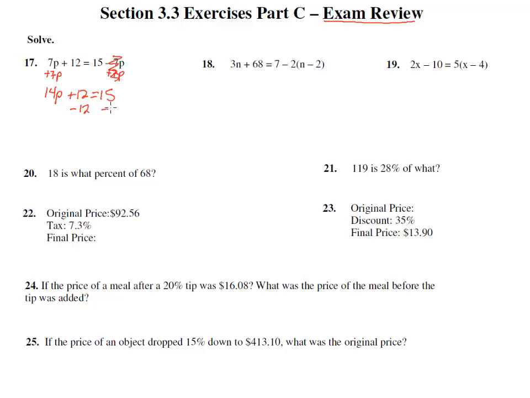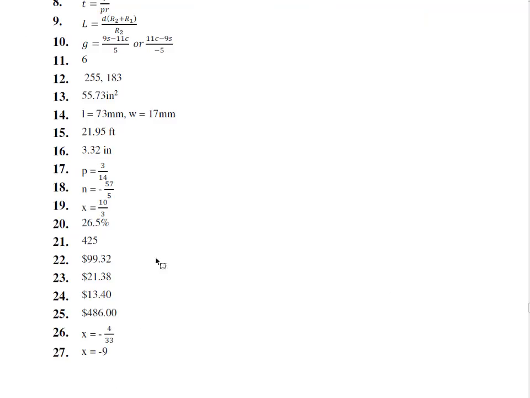Minus 12 minus 12. We get 14p equals 3. And we need to undo that timesing by 14 with a divided by 14. Divide by 14 and we're left with p equals 3/14. Let's check our answer to make sure we're good. Here we have p equals 3/14, number 17.